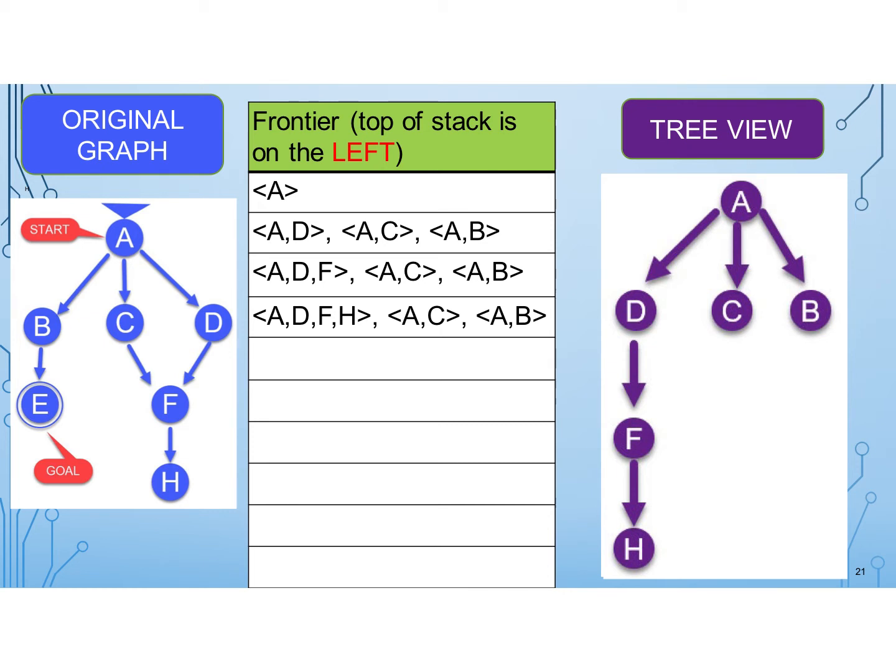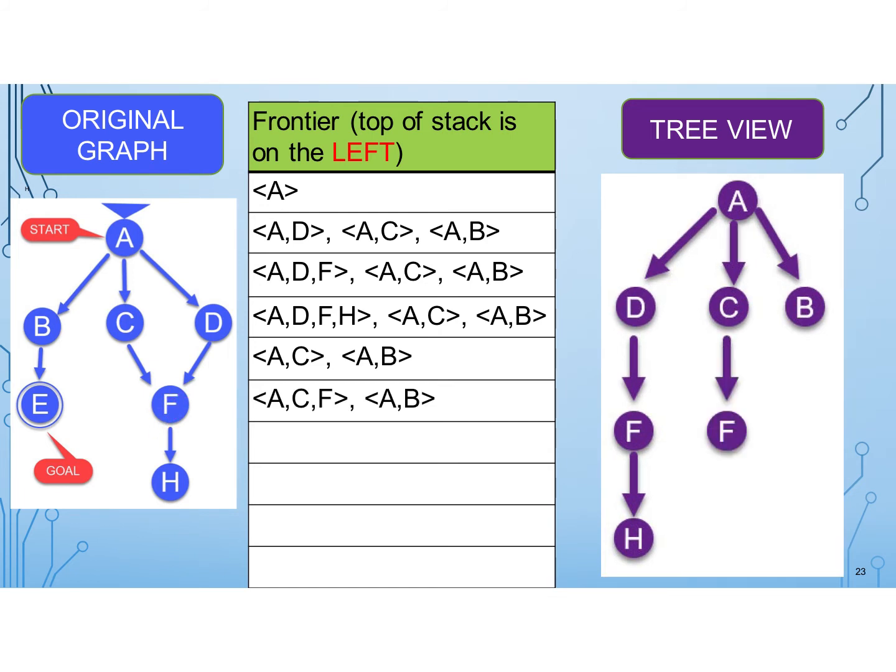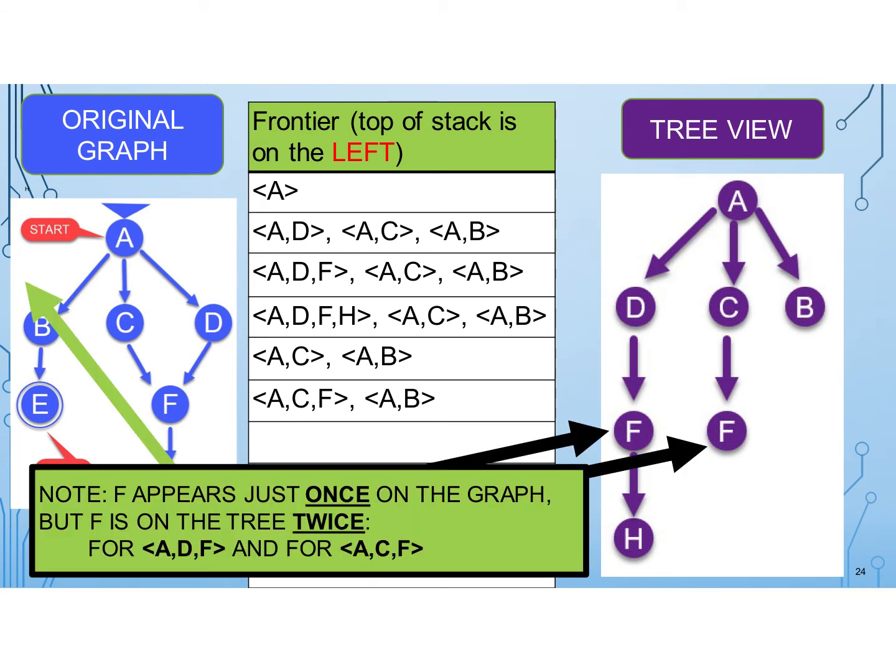So we're going to start examining this C. Who are the neighbors of C? Well, it's just F. Of course, C expands into that F. So there you go. We've added ACF to the tree. And it's super important to note here that F appears just once on this graph, and this arrow is totally bizarre. Here's where F appears on our graph, right? Forget that green arrow.